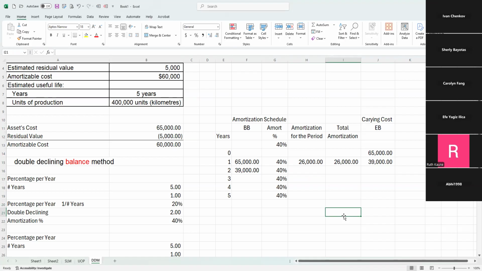Do I know the amount of the total amortization that they have to take? 60,000. Can I take more? No. How much should be my carrying cost at the end of year 5? 5,000. Can I go below 5,000? No. So on your questions, please don't go below 5,000. So what's the next one?